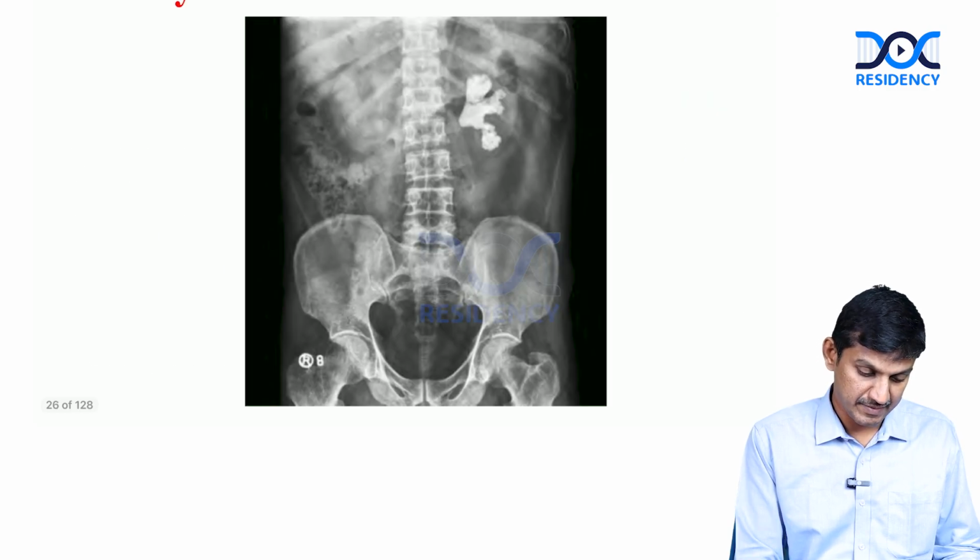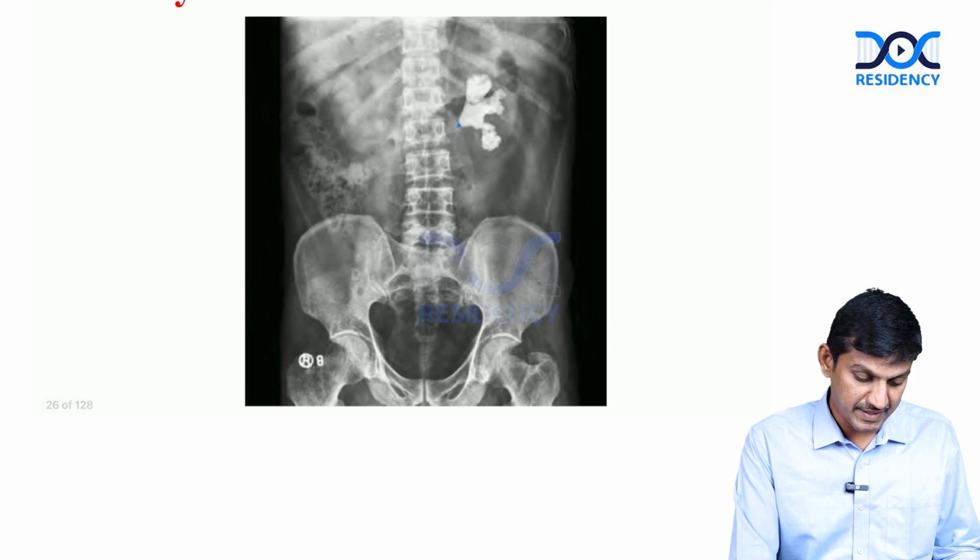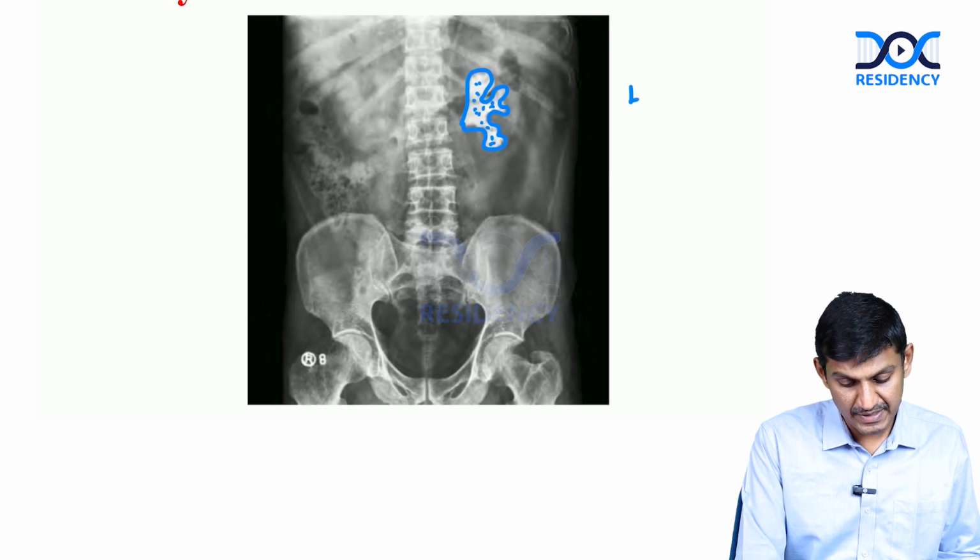This I have already discussed. Anyways, we'll see again. This is an X-ray KUB. You see a nicely radio-opaque shadow in the plain X-ray KUB taking the shape of the calyces. So this is probably a case of a left-sided staghorn calculus.